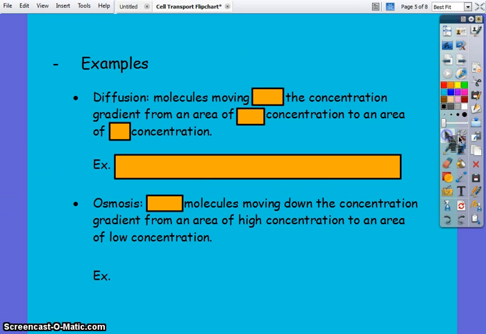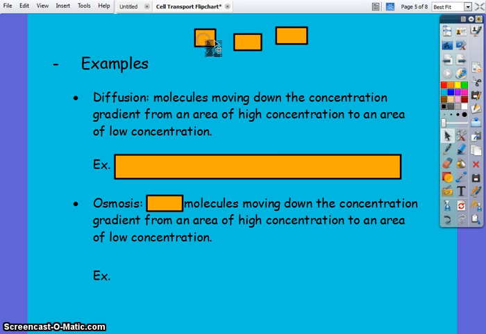Now we have different types of passive transport. First one's diffusion, and those are where molecules move down the concentration gradient, and that's where I was talking about, from an area of high concentration to an area of low concentration. And that's always until equilibrium is reached. Okay, any type of passive transport we talk about always reaches equilibrium. Alright, so same amount of molecules on both sides of the membrane.